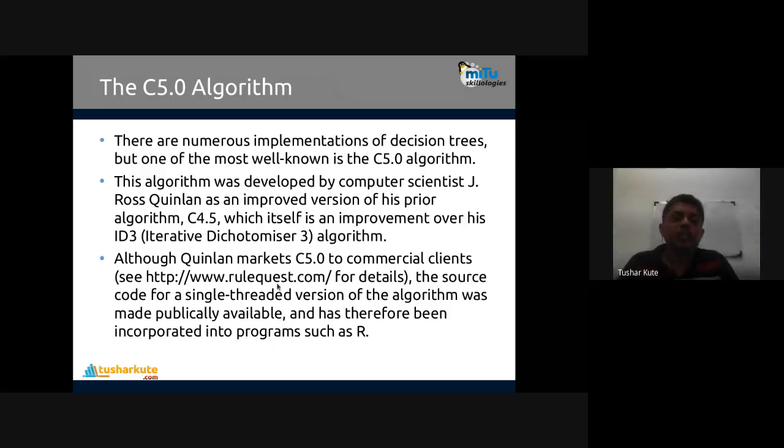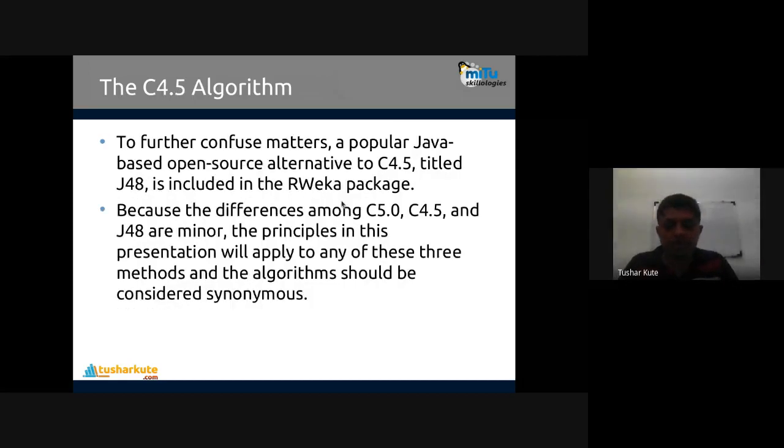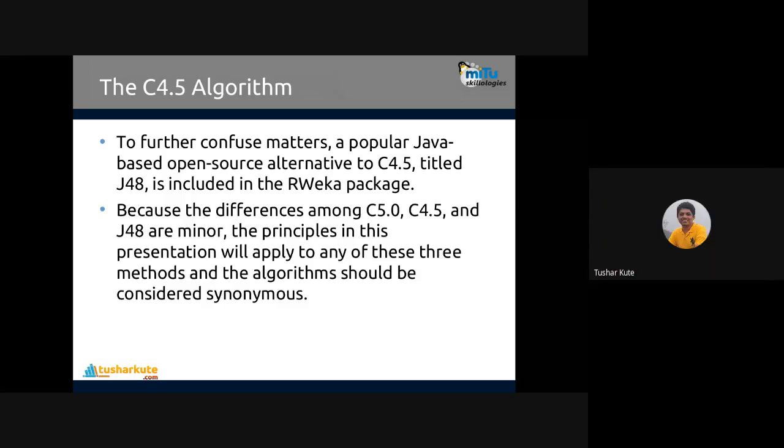On this link, the original version of decision tree is present. There is one more algorithm, which is the previous version of the decision tree. It was C4.5.